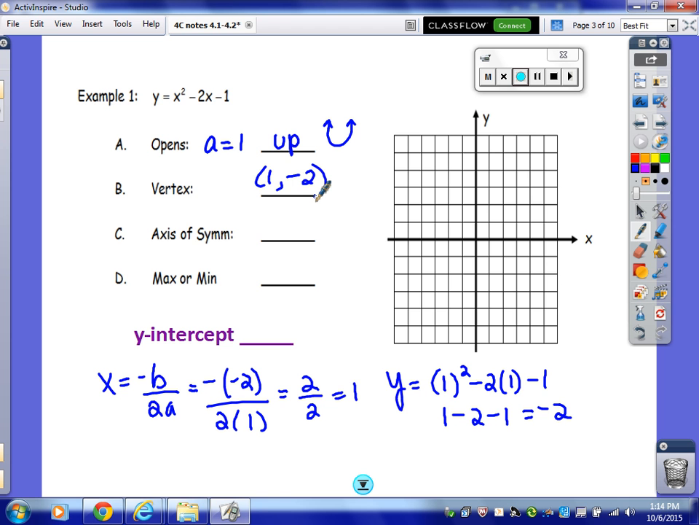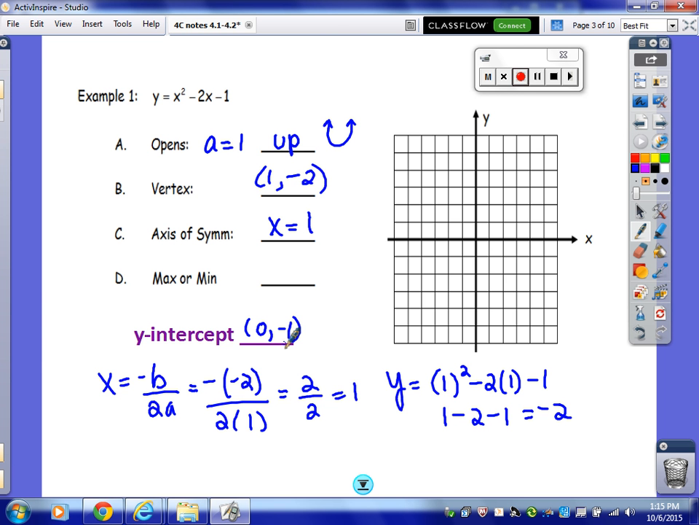Now all parabolas have an axis of symmetry, and that axis of symmetry is always x equals the value of the x coordinate for the vertex. So x equals 1. All right, let's graph this and we'll talk about what the vertex is, a minimum or a maximum. Y-intercept: my c value is negative 1, so my y-intercept is (0, -1).